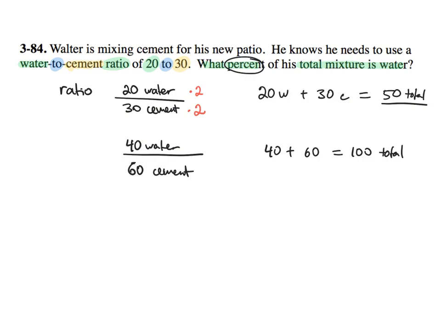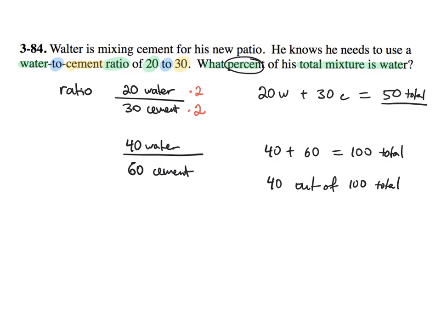So what percent of the total mixture is water? So right now we have water is 40 out of 100 total. So what is that percent then? So it should be 40%. So write that in a complete sentence.